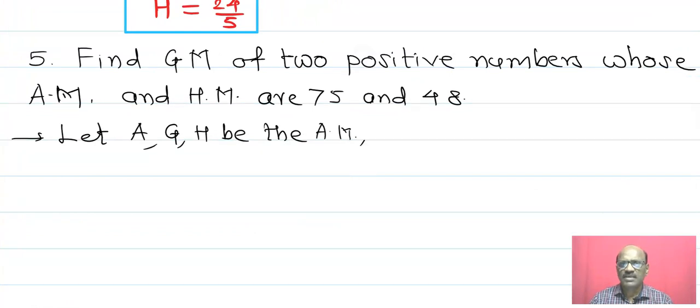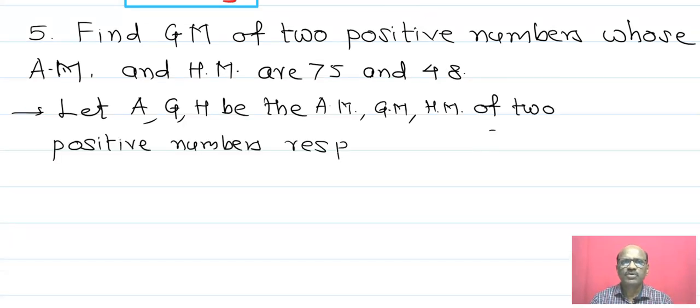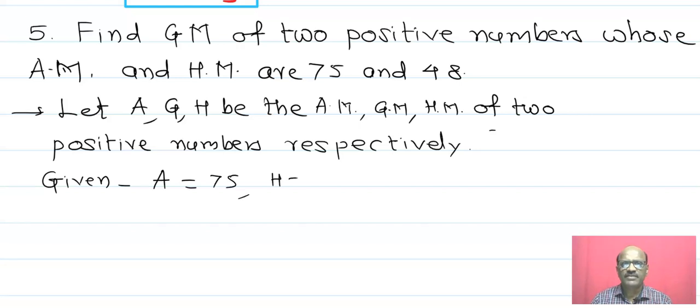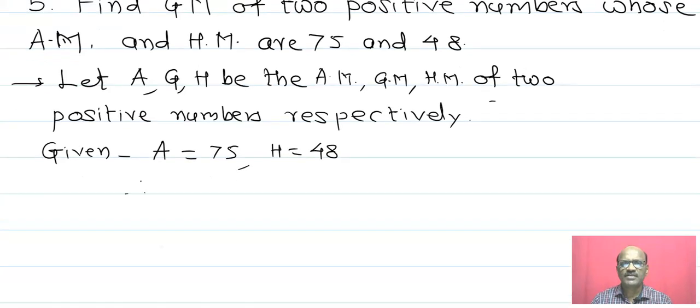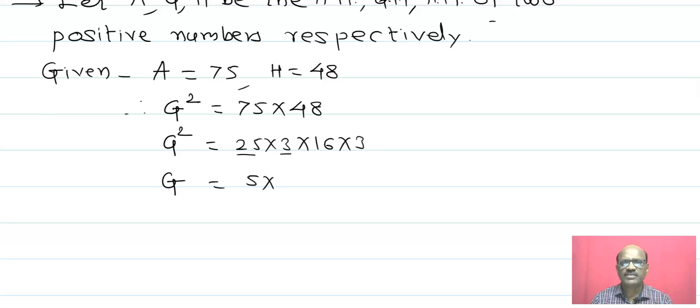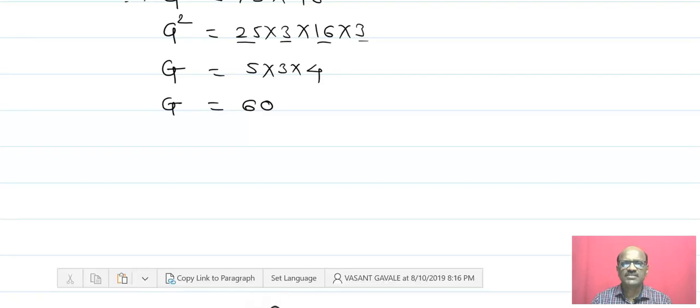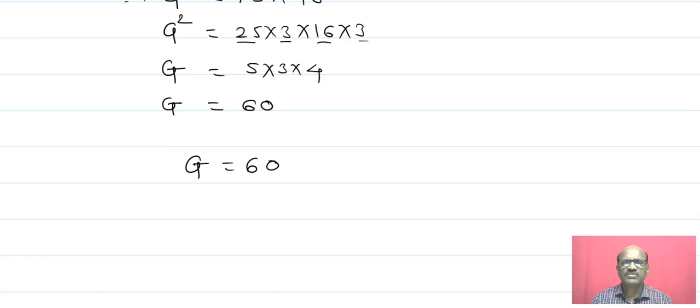Now again A, G, H are the AM, GM and HM of the two positive numbers respectively, their short letters. Again we have the formula that is given. A is equal to 75, H is equal to 48, therefore G square is equal to 75 into 48. With a simple calculation, 25 into 3, 48 into 3, that is 25 into 16 into 9, their square root is 5, 4 and 3, therefore G is equal to 60.